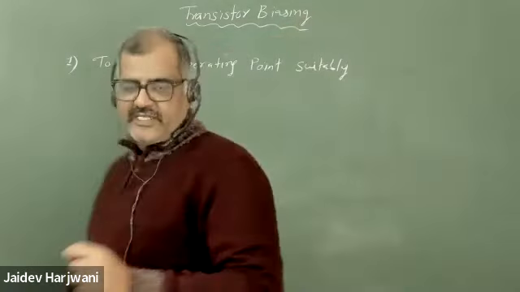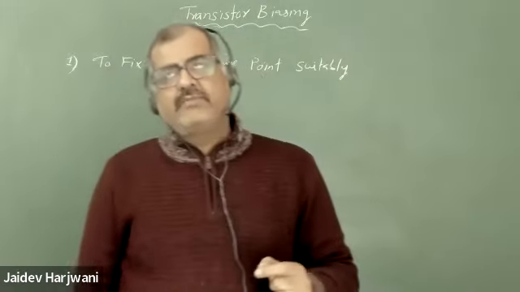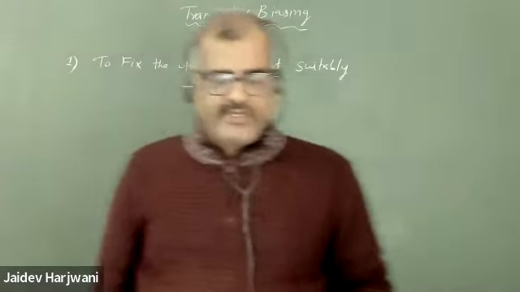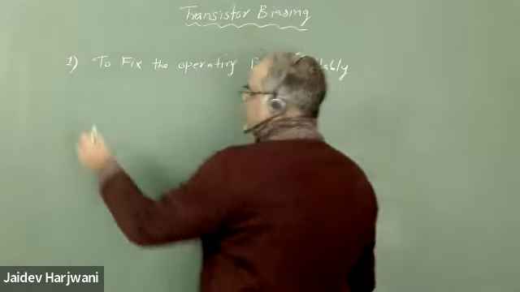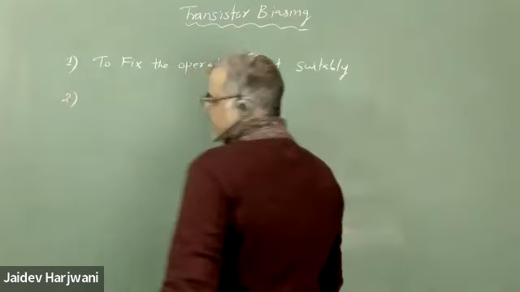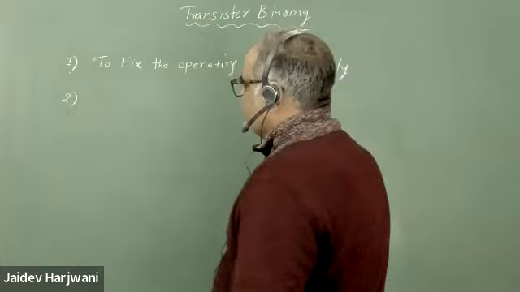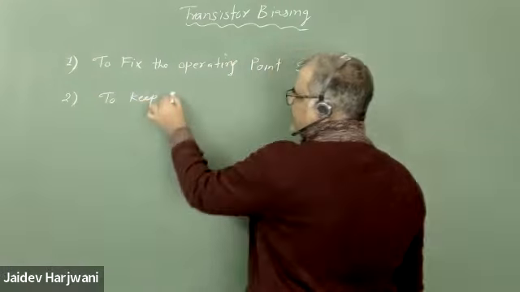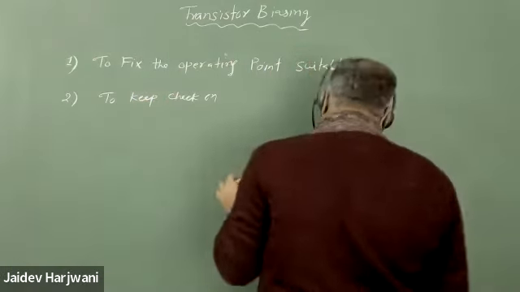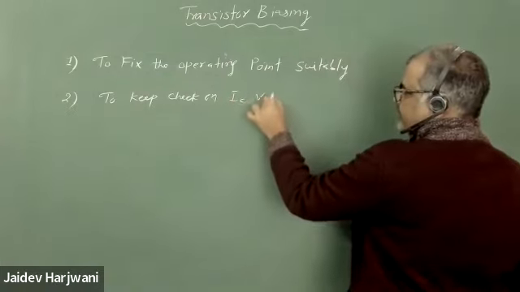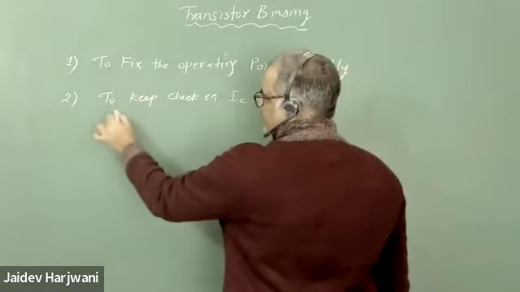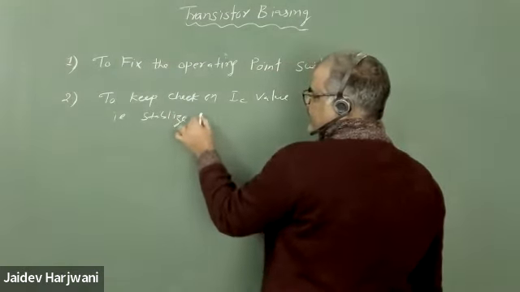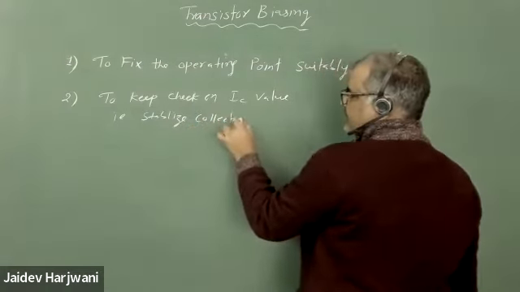Now once we have fixed the point, the other challenge is there. When we have fixed the point, transistor parameters vary with the temperature. They are a function of temperature. For example, your IC varies with temperature. So the second purpose of biasing is to keep check on the IC value, in other words, to stabilize the collector current. IC is your collector current.